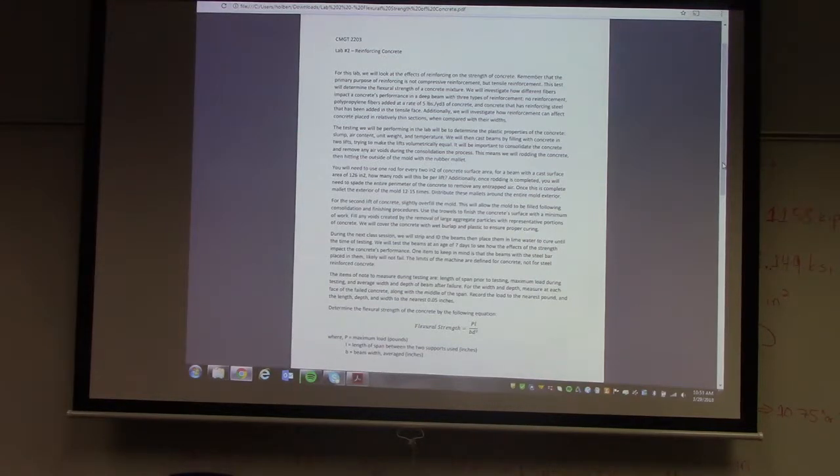We'll finish the surface. You want to try and minimize the amount of screeding that you're doing, and then I'll have some wet burlap and some plastic. You put wet burlap right on top of the surface, and then we'll cover it with the plastic to keep it from desiccating over the next 2 days. On Thursday we'll come in, we'll strip the beams, we'll ID them, and then we'll drop them into lime water. And on the following Tuesday, we'll test them.